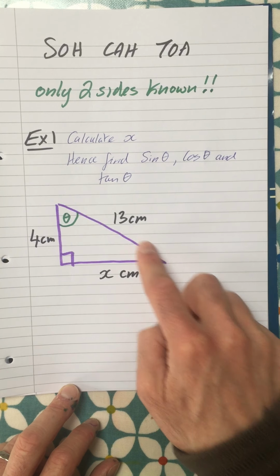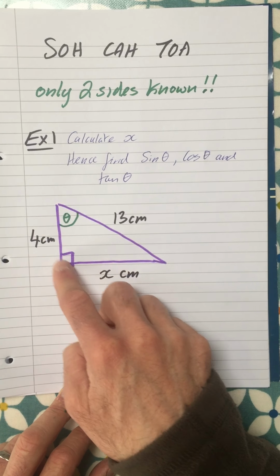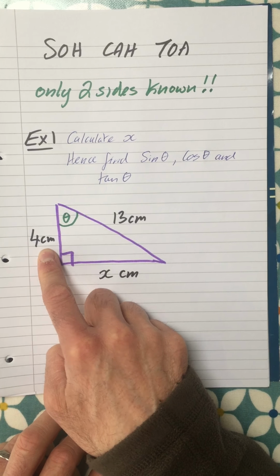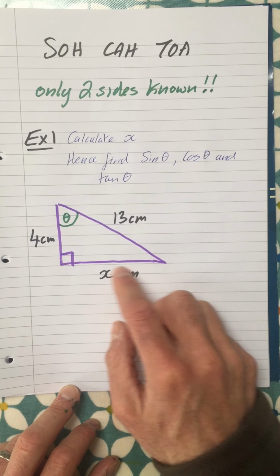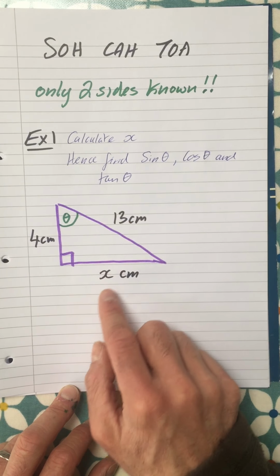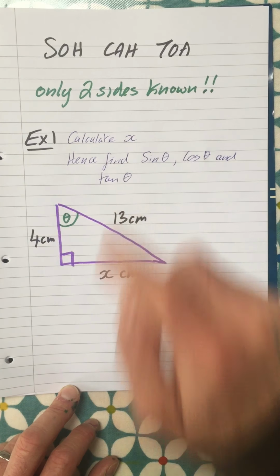We know that this side is 13 centimeters long. We know this side is 4 centimeters long. However, this side is a mystery x centimeters long. So in other words, we have two sides and a mystery side. We are given two sides.